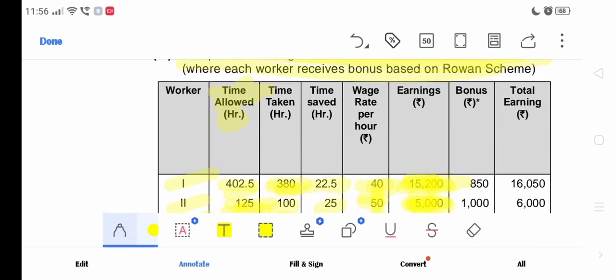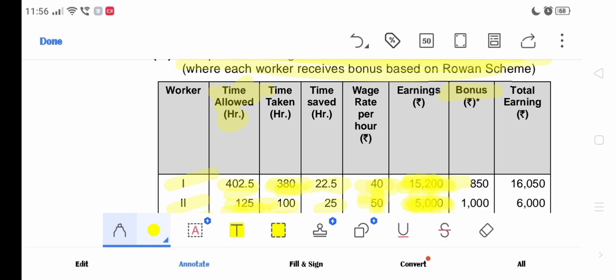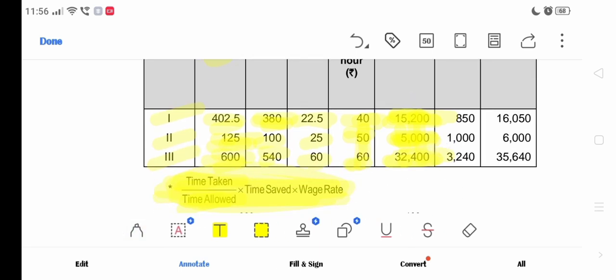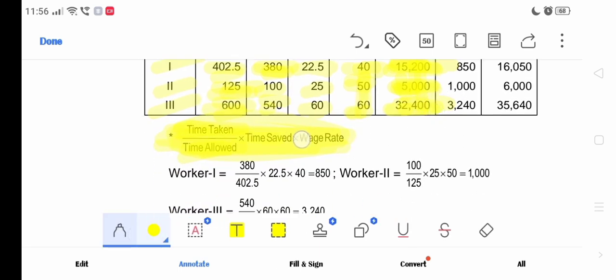Here is the bonus part. So how are they going to calculate this bonus part? I already told you this is the bonus part formula. So we have time taken, time allowed, and time saved. We also know the wage rate. Then we are ready to calculate the bonus part. So what is the time taken? See, for worker number 1, the time taken is 380 hours. And what is the time allowed? 402.5. Okay, and what is the time saved? 22.5 from here. And what is the wage rate? 40 rupees. Now if we calculate, it comes to 850.